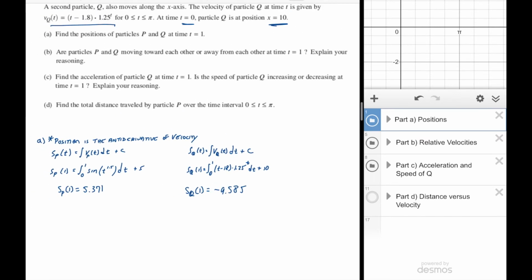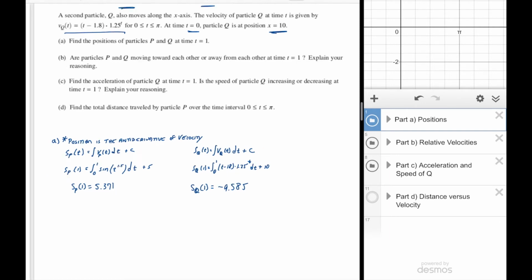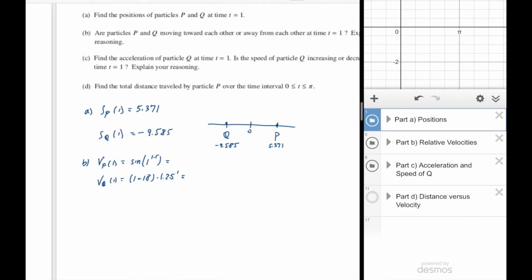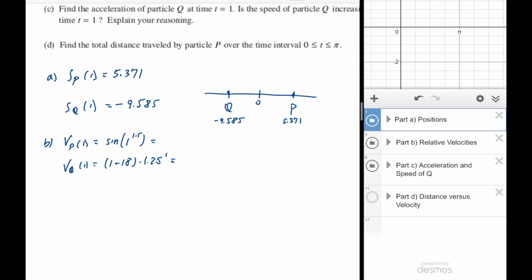Are those two particles, p and q, moving towards each other or away from each other at time 1? So let's take a look at that. We know that at time 1, q is at negative 9.585. And we've got p at 5.371. So I put this relative to 0 on our x-axis. We can see that q is on the left, p is on the right.